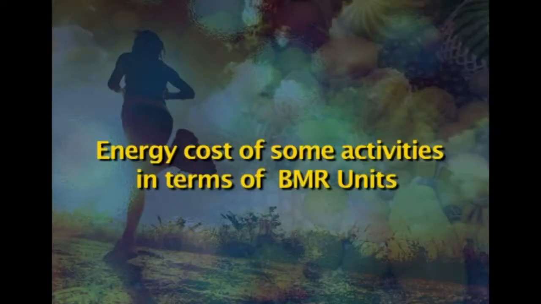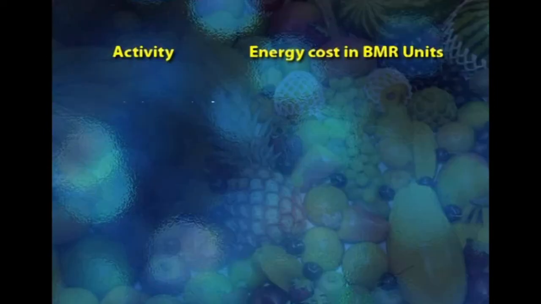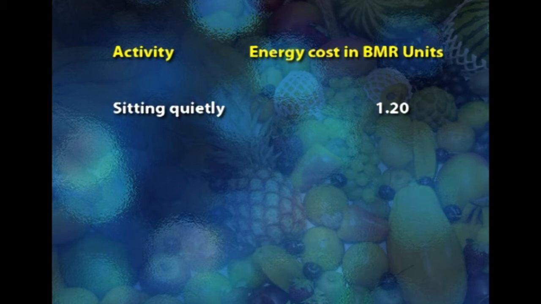But there are other groups where there will be an additional component of growth, as in children and pregnancy and lactation. Then let us look at the energy cost of some of the activities in terms of BMR units. These are given by either FAO, WHO, or modified by ICMR to suit Indians. For a simple activity like sitting quietly, the energy cost in terms of BMR units is 1.2.